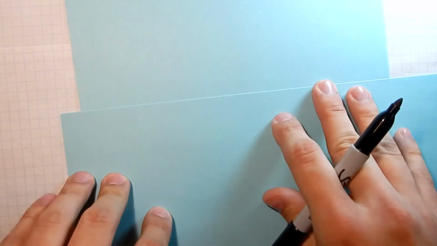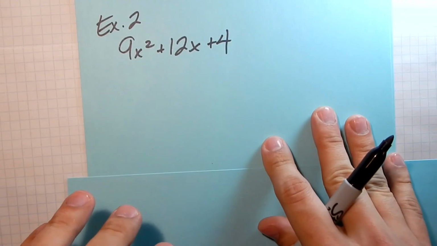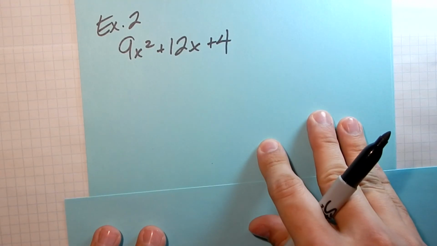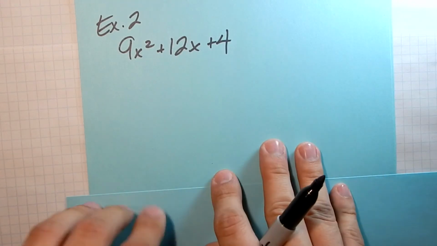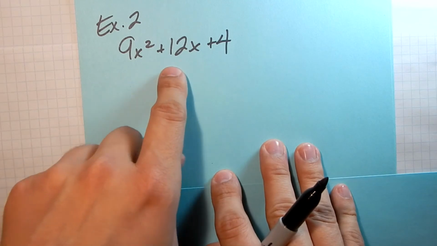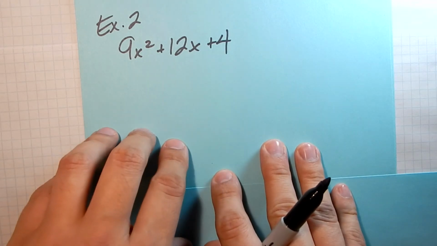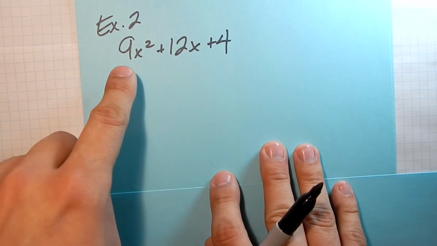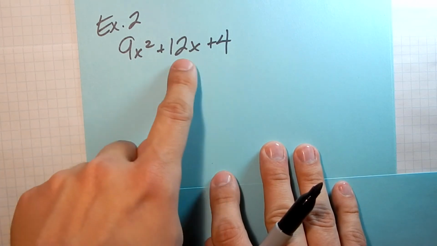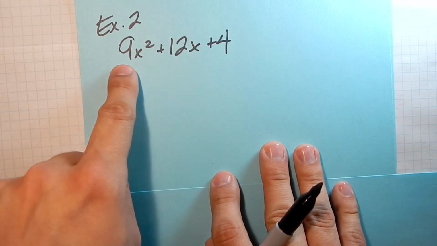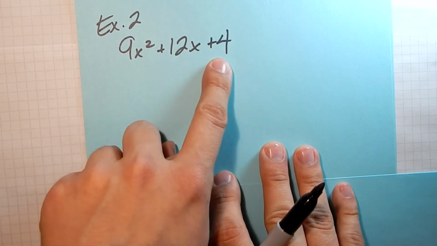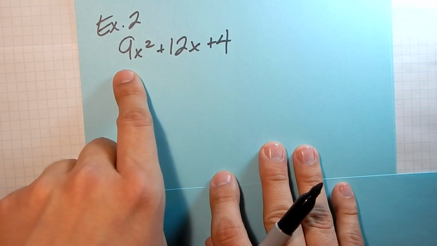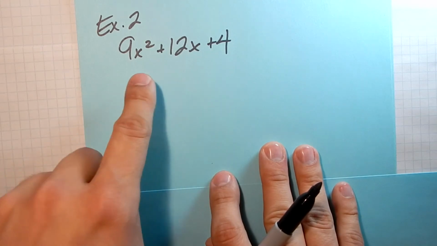Okay, so gotta move it down here. For this one, we have 9x squared plus 12x plus 4. Now, one thing you want to always watch out for when you're working through these problems is if you can pull a factor out of each of these terms. Like, if this was 9, this was 18, and this was like 36 or something, we just divide everything by 9. That works out really nice.